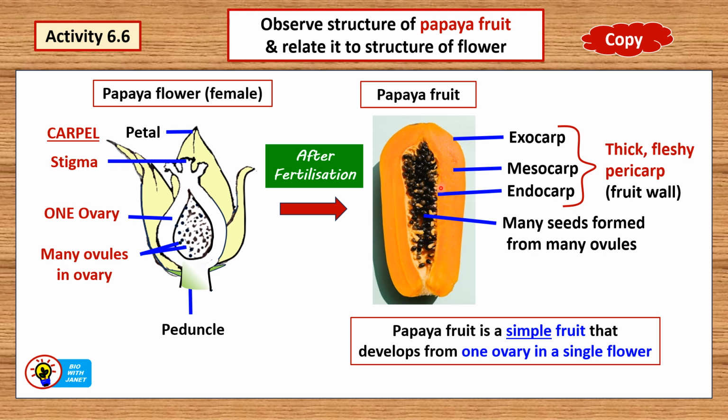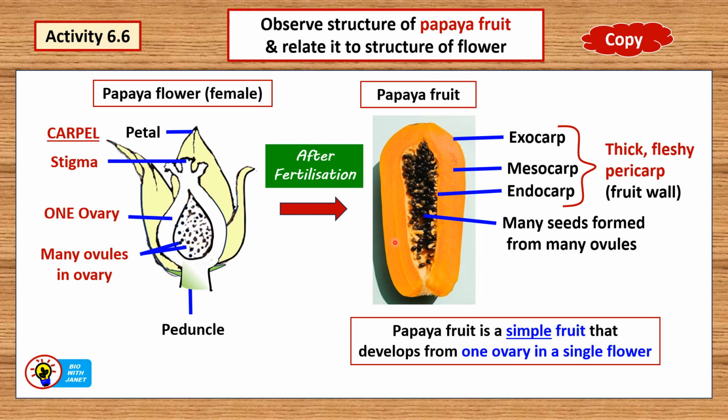And then in the space in the center of the papaya fruit, there are many seeds which are formed from the many ovules that were found in the papaya flower earlier. So after fertilization, the ovules will develop to form the seeds.